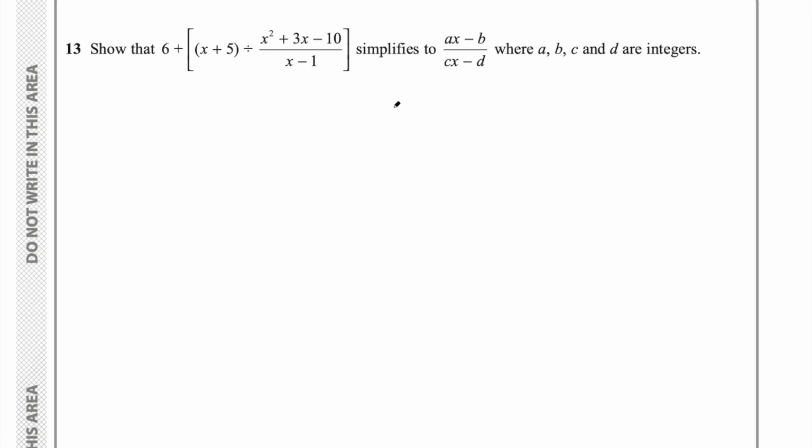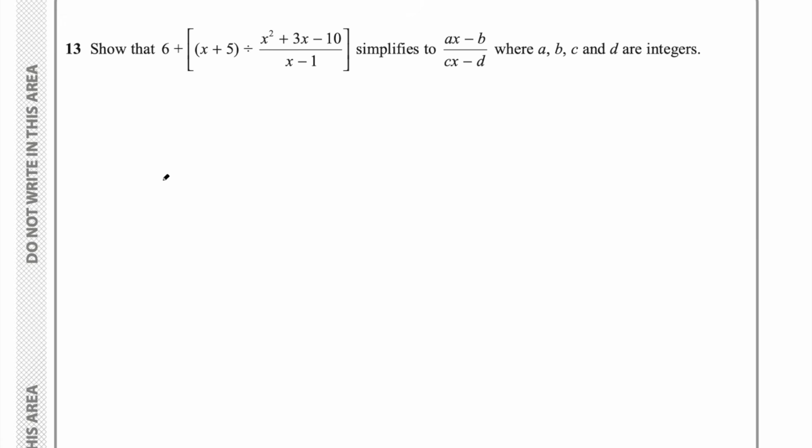Question 13 says, show that 6 plus x plus 5 divided by x squared plus 3x take 10 over x take 1 simplifies to ax take b over cx take d, where a, b, c, and d are integers. So we have some algebraic fractions to deal with here. The first step I would take is to deal with this division. So if we're dividing by this algebraic fraction, we can flip it and then it becomes a multiplication.